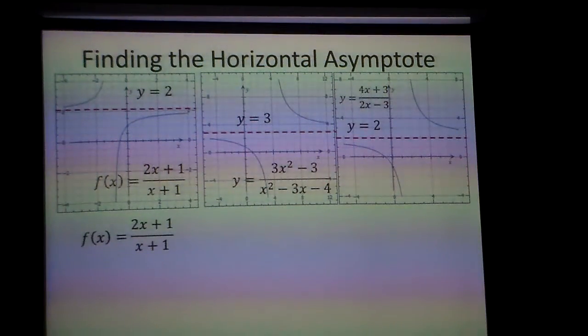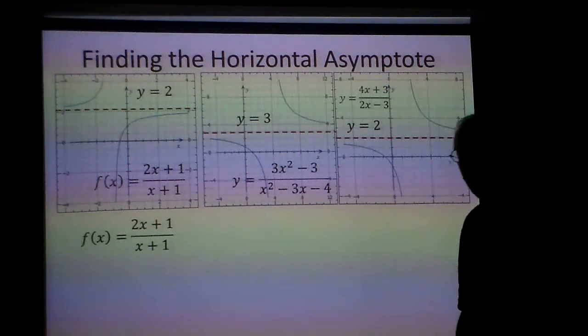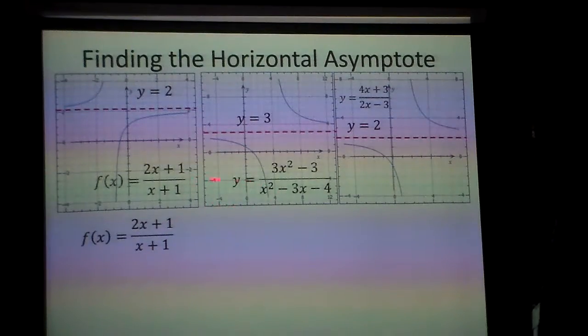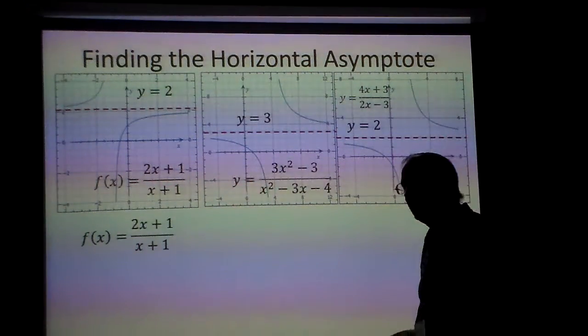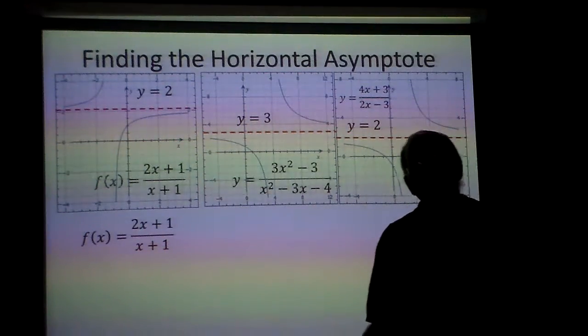These are the three graphs, and those are where they are right now. This graph here is y equals 3x squared minus 3 over x squared minus 2x minus 4. There's the horizontal there. This graph up here, 4x plus 3 over 2x minus 3, y equals 2. There's the horizontal graphs right there. Now, I have drawn them. Let's figure out how they got that horizontal graph, how we could find it if we had to graph it without a calculator.